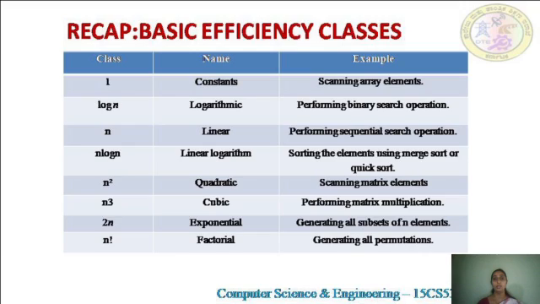N cube, called cubic, is used to represent algorithms performing matrix multiplication. 2 to the power n, called exponential, is used to represent the performance of the algorithm which generates all subsets of n array elements. Finally, n factorial, called factorial, is used to represent the performance of the algorithm which generates all possible permutations.